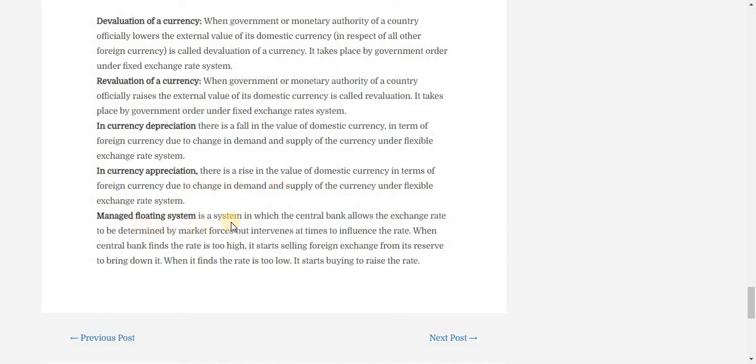Managed floating system is a system in which the central bank allows the exchange rate to be determined by market forces but intervenes at times to influence the rate. When the central bank finds the rate is too high, it starts selling foreign exchange from its reserve to bring it down. When it finds the rate is too low, it starts buying to raise the rate.